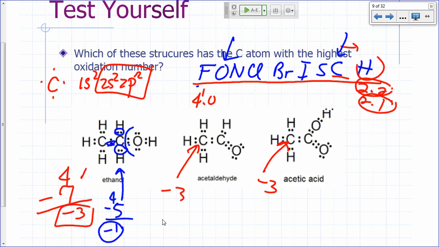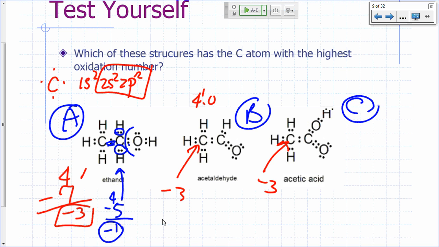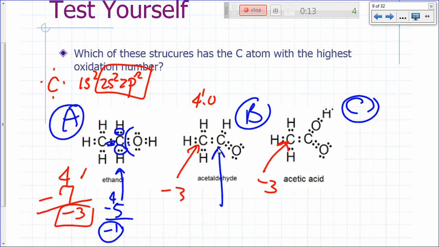Okay? So let's take a look at the other two. Which of these structures has a carbon with the highest oxidation number? Is it A, B, or C? Think about it or try to figure it out. You just need to figure out the last two, this one right here and this one right here.